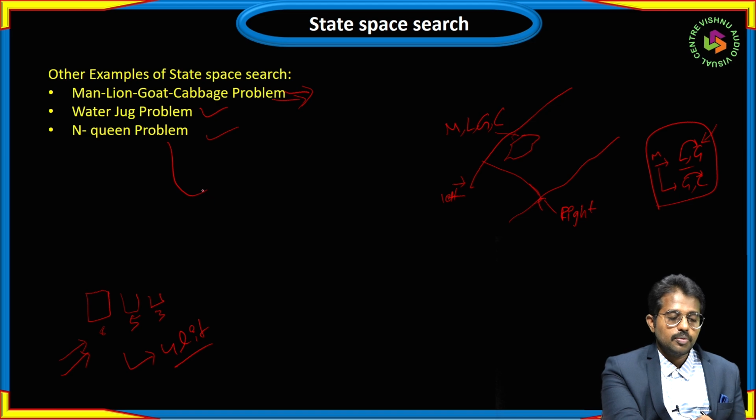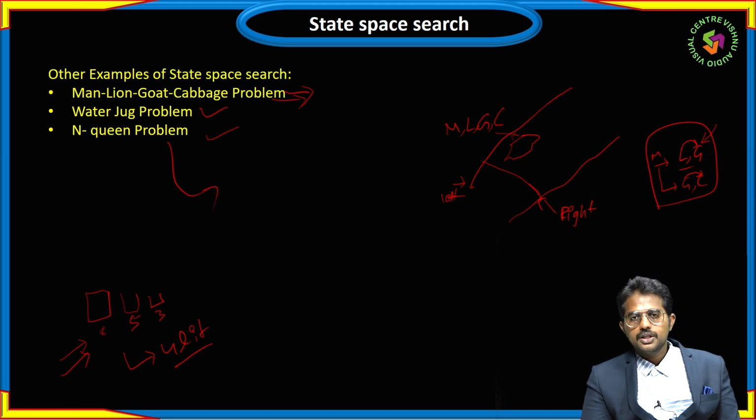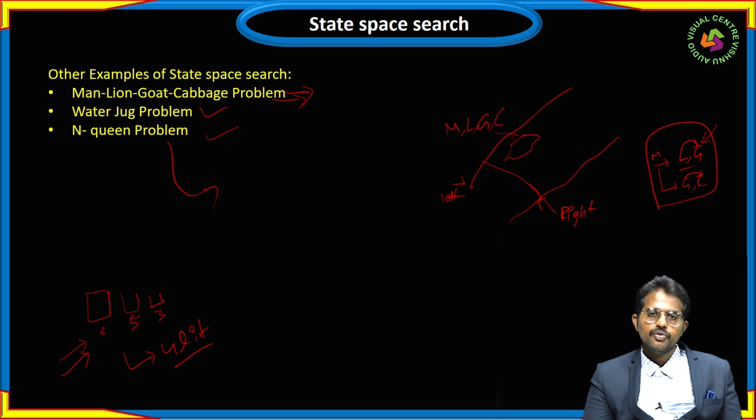And the third problem statement is the n-queen problem. In this n-queen problem, we have an n by n matrix. In that matrix, I have to place n queens so that no queen can attack another queen. For example, in an 8 queen problem, we are given a chessboard, that is an 8 by 8 matrix. On this chessboard, we have to place 8 queens so that no queen attacks another queen. This is the n-queen problem statement.